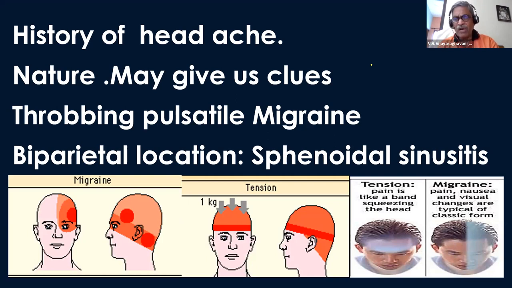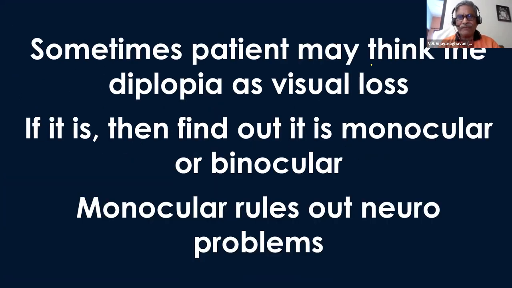Never forget this. Why? The sphenoidal sinus is separated from the optic canal area by a thin bone, not too much. That means the most common sinus which can produce optic neuritis is the sphenoidal sinus. Again, this is the classical exam question for the viva.